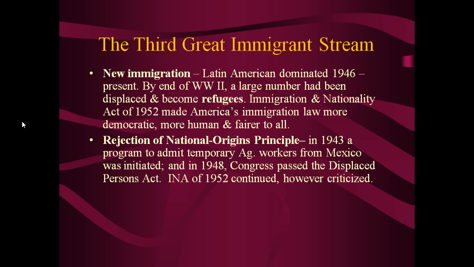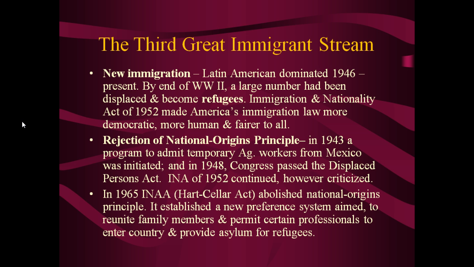In 1943, a program to admit temporary agricultural workers from Mexico was initiated. And in 1948, Congress passed the Displaced Persons Act. In 1965, there was the INA, also known as the Hart-Celler Act. That one abolished the national origins principle. It established a new preference system aimed to reunite family members, permit certain professionals to enter the country, and provide asylum for refugees.